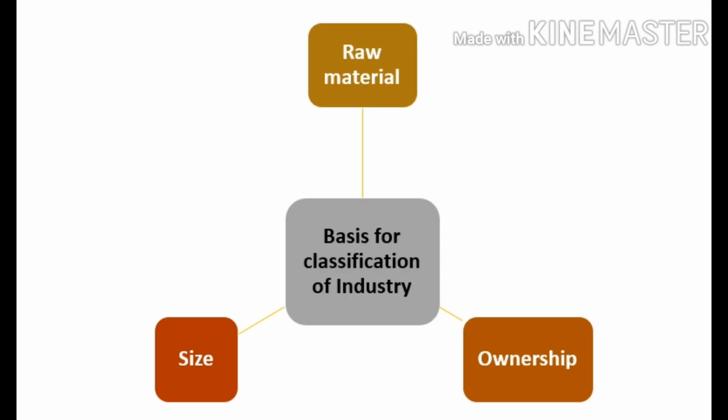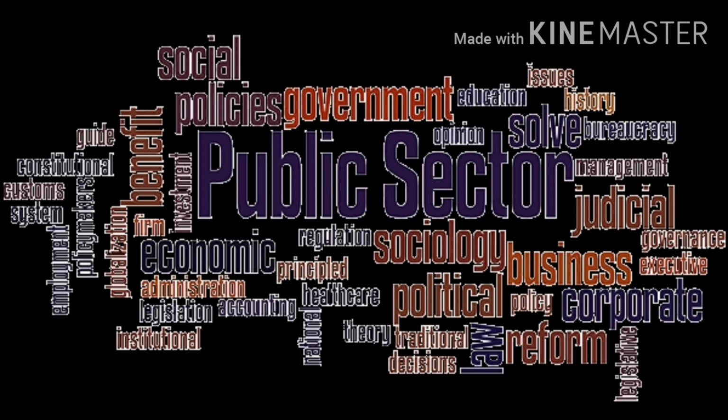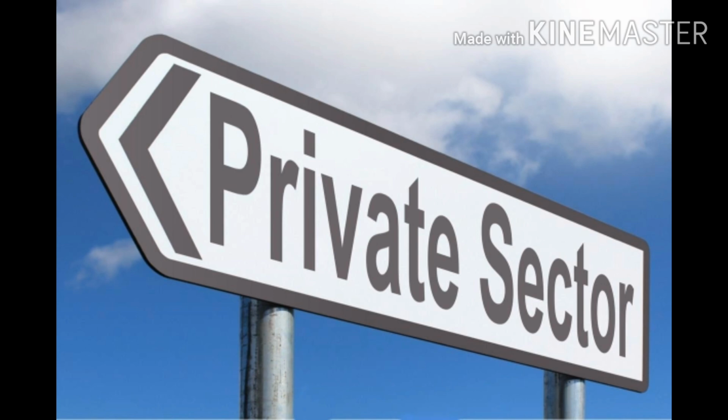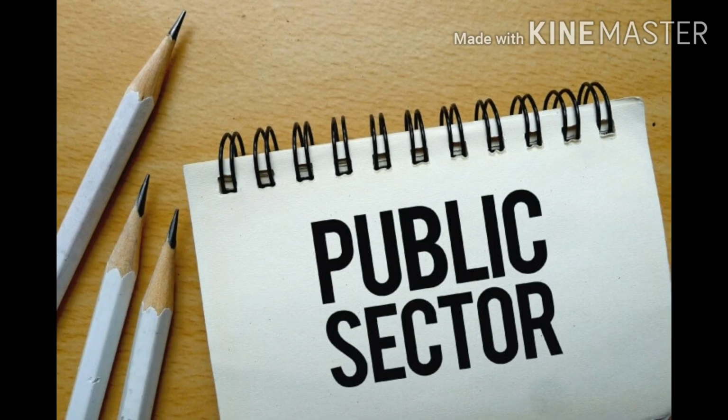Then the industries can also be classified on the basis of ownership. On the basis of ownership, industries can be classified into following categories, that is public sector, private sector, and joint sector. Here in the public sector, the industries are owned and managed by the government and its agencies only.